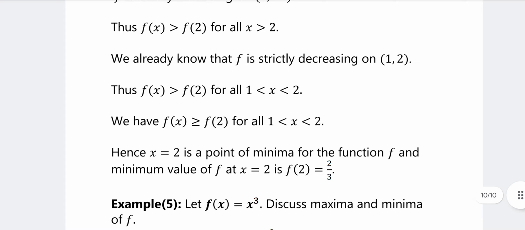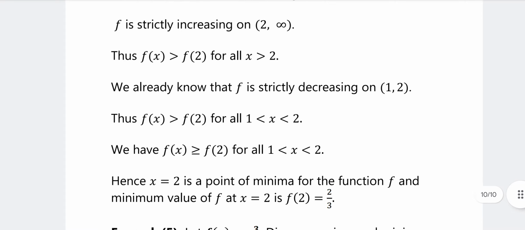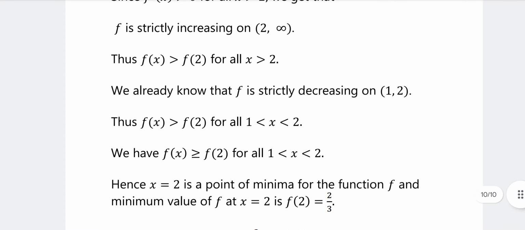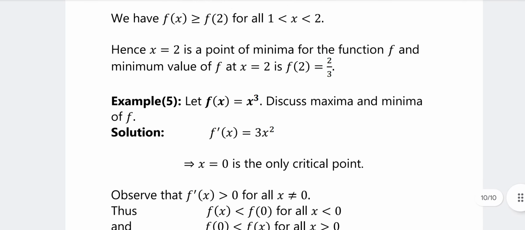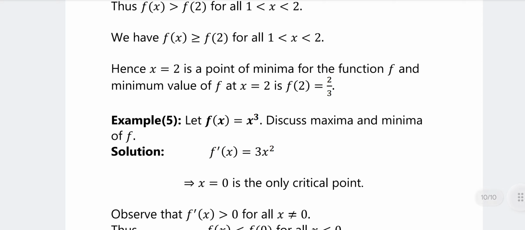Now we are going to discuss the last example of this lecture. We are taking the function f(x) equal to x cubed. Discuss maxima and minima of the function f. Just calculate the derivative. The derivative is 3x squared. So x equal to 0 is the only critical point, because we put the derivative equal to 0 and after solving, x is going to be 0.